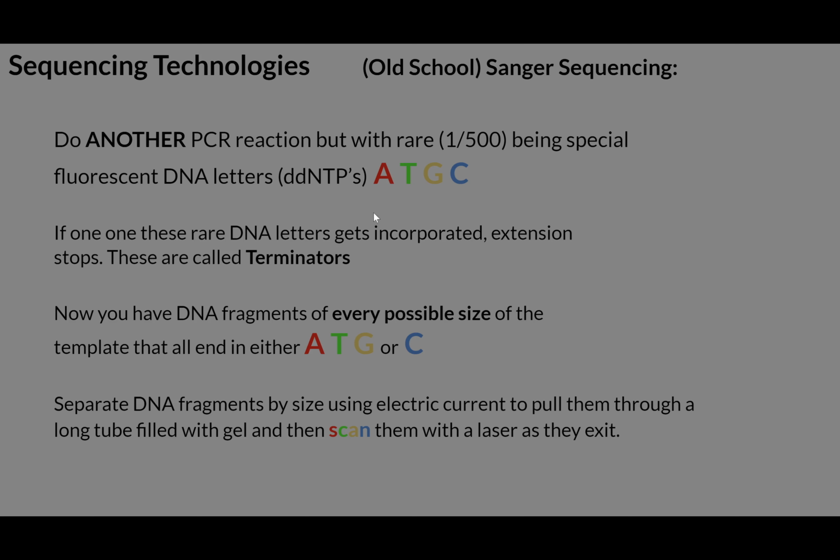When you do this, and you have billions of DNA molecules, and you've got hundreds of billions of these things floating around, you end up generating fragments of DNA of every possible size of the entire DNA sequence, and each of them will end in one of these special nucleotides that turns fluorescent when a laser scans it.